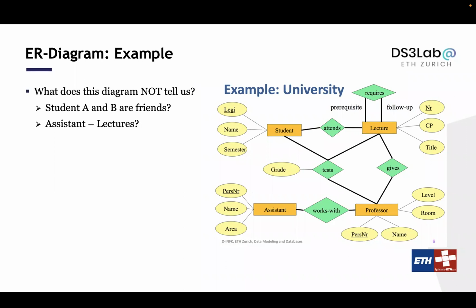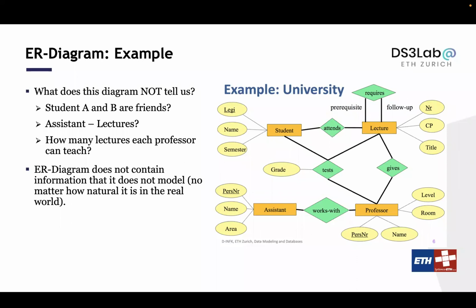We don't know which teaching assistant participates in which lecture, because we don't have that correspondence between assistant and lecture. We don't know how many lectures each professor can teach, because that's simply not in this model. So those are the things that you cannot read out of this diagram, no matter how natural it looks. Sure, there should be a friends-like relationship between 2 students, because why not? But no matter how natural it is, if you do not draw it in this diagram, that is information you cannot extract from this model. The model is always a simplification of the real world application, so it tells you what you are assuming and also what you are not assuming.